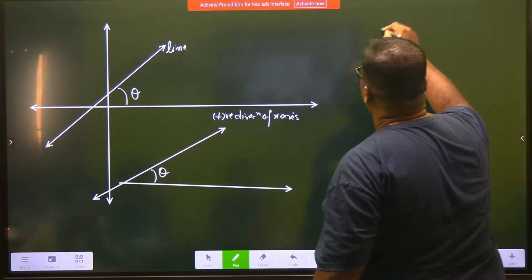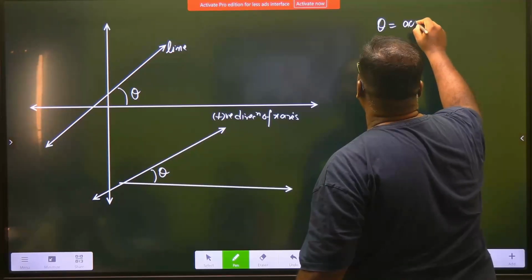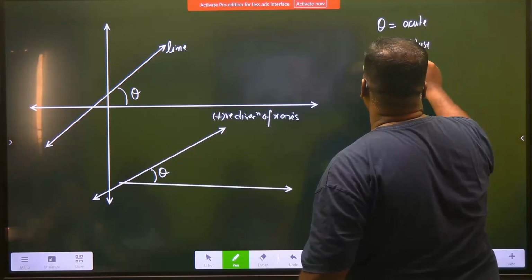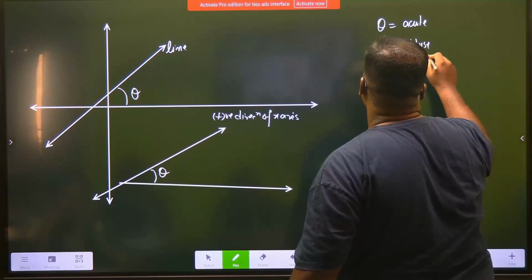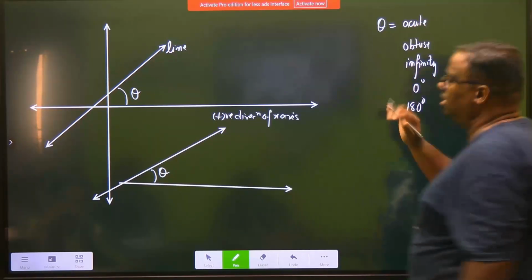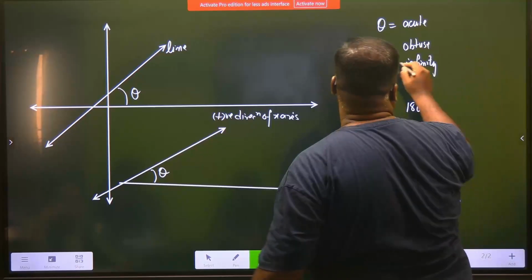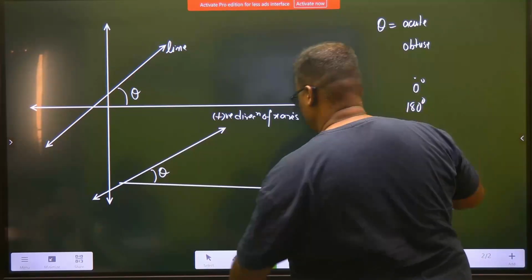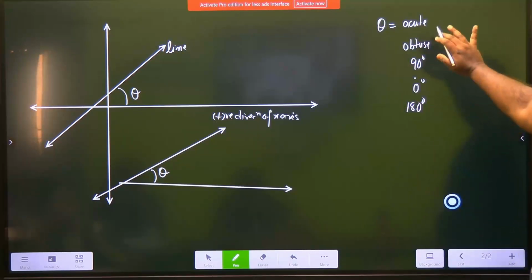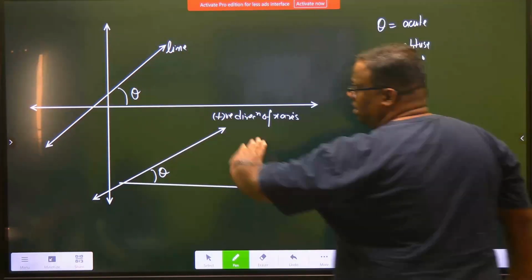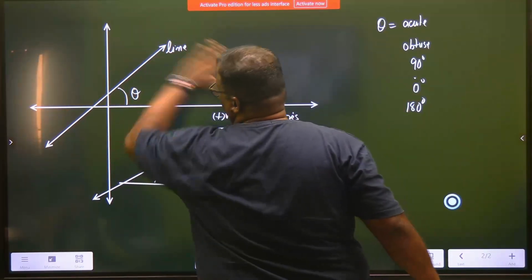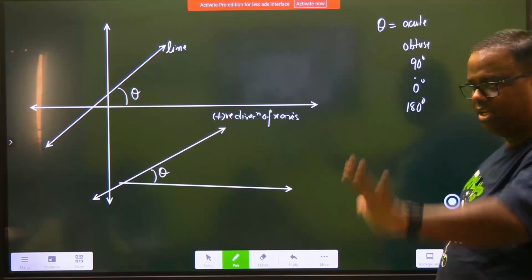Such an angle can be either acute, or obtuse, or this angle can be 0, or 180 degrees. Sorry, it can be 90 degree, or it can be 180 degree. You can't have any more option other than this. Think yourself. This line can be acute, 90, obtuse, at 0, or in this direction. No other angle is possible.